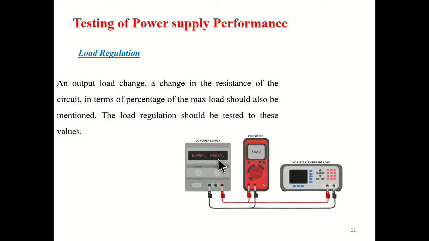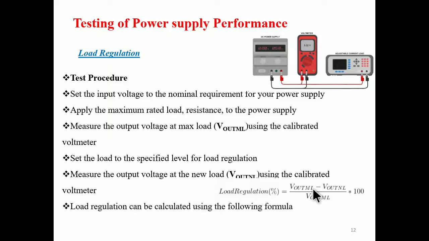Next one is load regulation. Load regulation means the output value changes with changes in the load value. As the output load changes, the change in the resistance of the circuit, in terms of percentage of maximum load, should also be measured. As per the circuit diagram, you can connect the power supply with the help of this meter and the CRO. Next, we can adopt one procedure to find the load regulation.